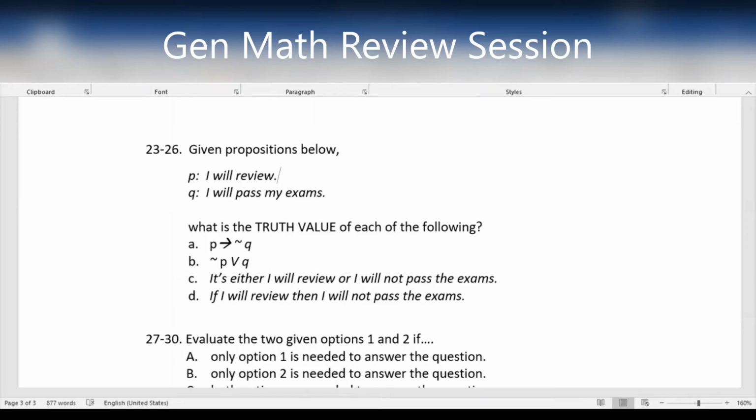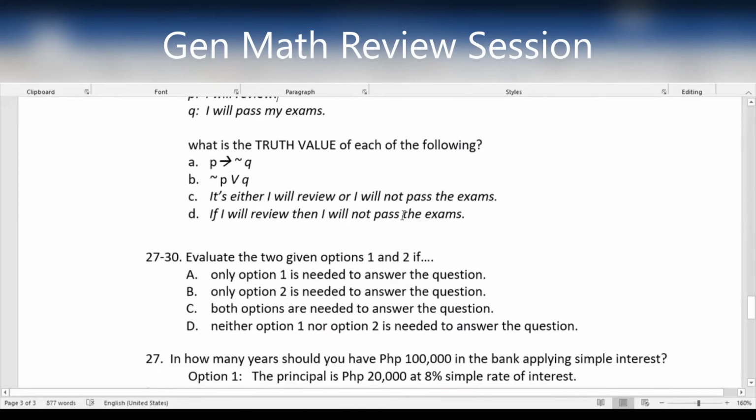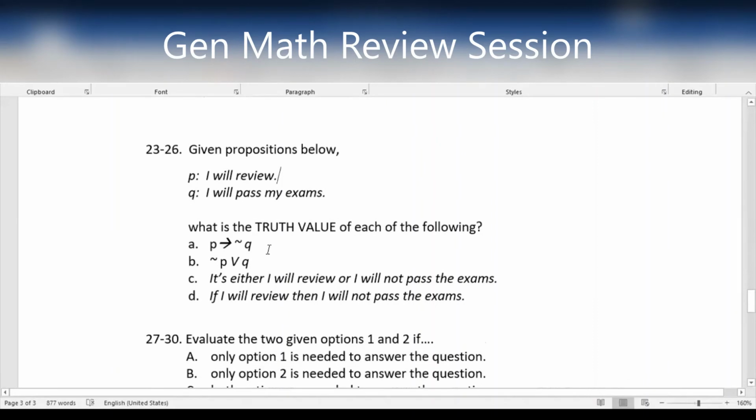So, please explain, Andy, why false? Nasaan na ako? Hindi ko na makita. Ito na si annotation ko. Miss, kasi po yung statement is, if I will review, then I will not pass my exams. So, false po siya. Okay, the same reason ba? Teka, gamitin ko na yung pang-annotate. Any other explanation?